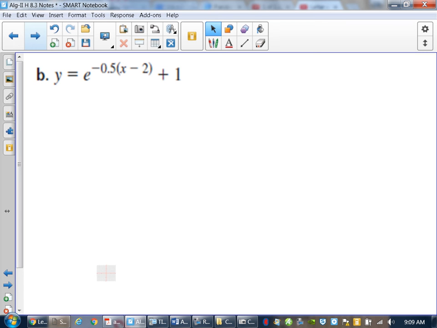Let's try another one here. This one is e to the negative 0.5 times the quantity x minus 2, plus 1. Growth or decay? Decay. We know it's going to be decay because the exponent is negative.